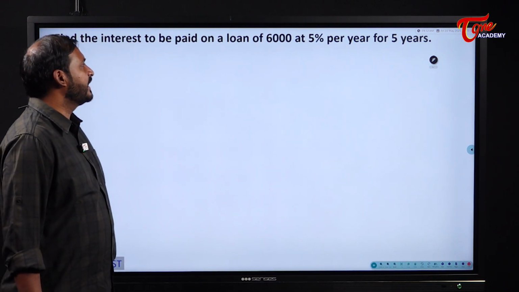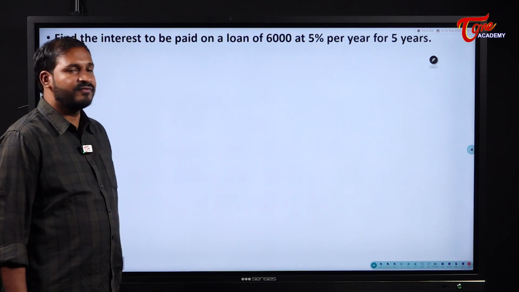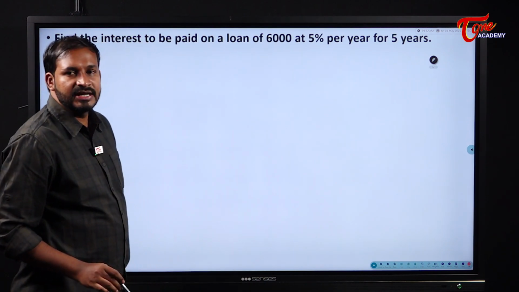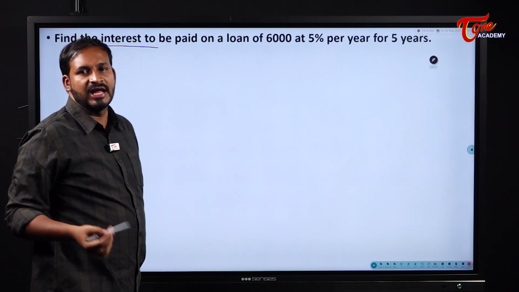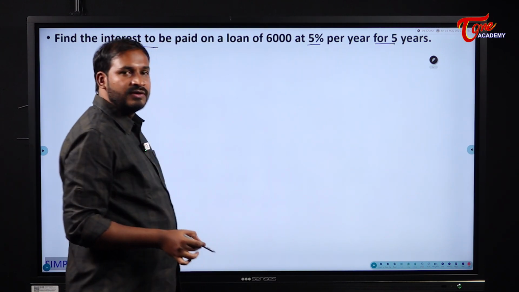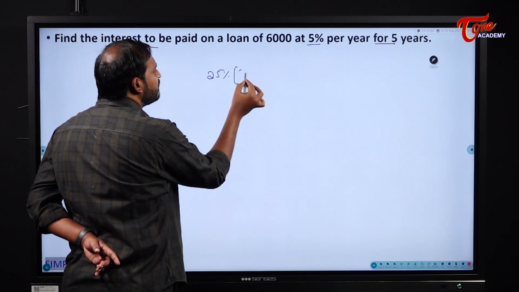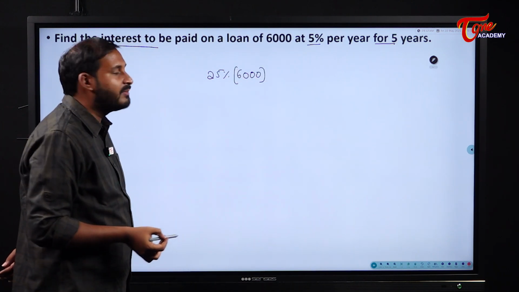Find the interest to be paid on a loan of 6,000 at 5% per annum per year for 5 years. Now per annum or per year, both are same. Now how much are they asking us to find? The interest. Directly TR percentage. What is T here? 5. What is R here? 5. 5 5 is 25. That means my interest here is 25 percentage of 6,000. It will be my interest here.